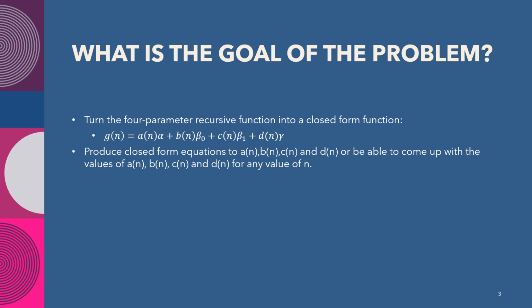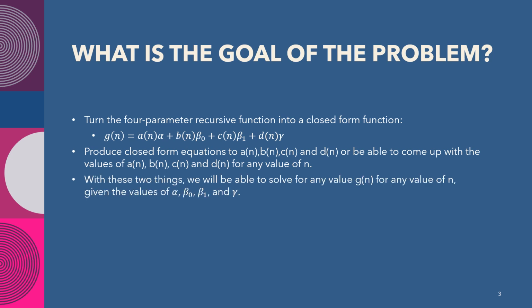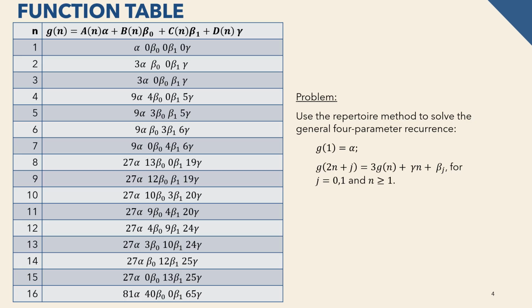The next goal would be to find a of n, b of n, c of n, and d of n, plug those into our g of n, and then all we have to do is plug in our value in to find g of n. In this case, it's going to be a bit strange. Alpha, beta 0, beta 1, and gamma are going to be undefined until we find values to fit it, or your given values.